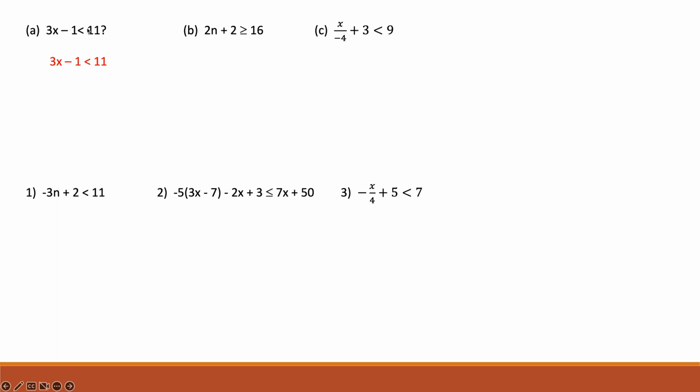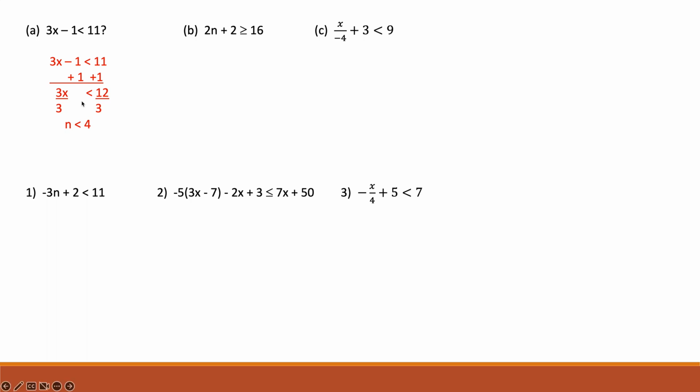This is an inequality. It's less than. So I'm not saying 3x minus 1 is 11. For that, there's only one answer. I'm saying, what are all the numbers in the world so that 3 times that number minus 1 is less than 11? And that's a very important distinction. Adding 1 to both sides, 3x is less than 12. Dividing by 3, and x or n is less than 4.